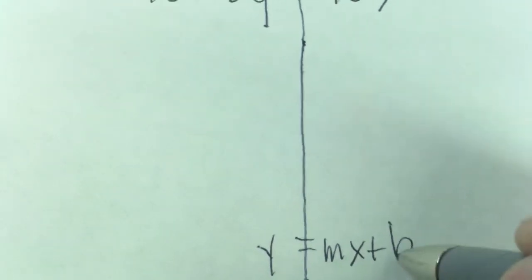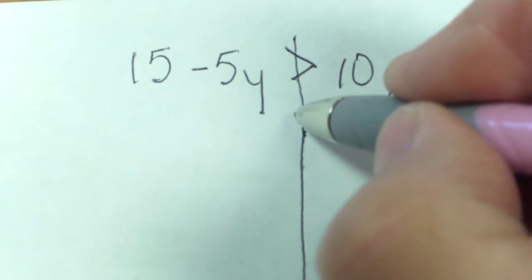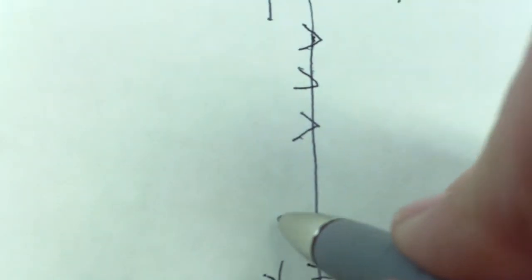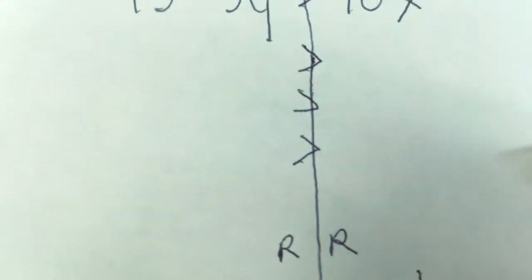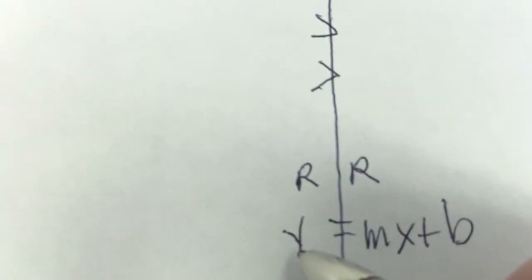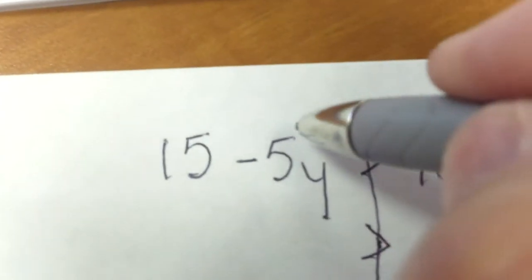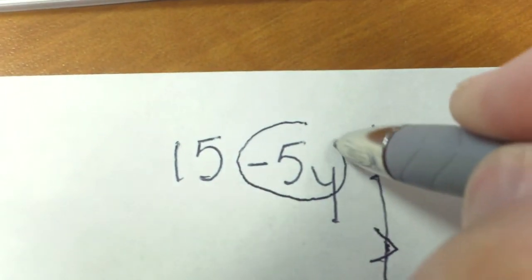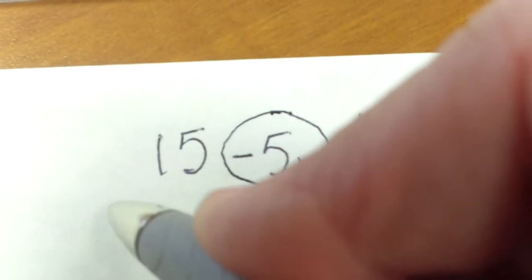And of course it's an inequality, so I'm going to do my fish hooks, and I'm going to do my random rule just in case, and I'm going to try to isolate y. So I'm going to come up here, and here's where my y term is, and I want it alone, so I have to get rid of 15, so I'm going to do this.